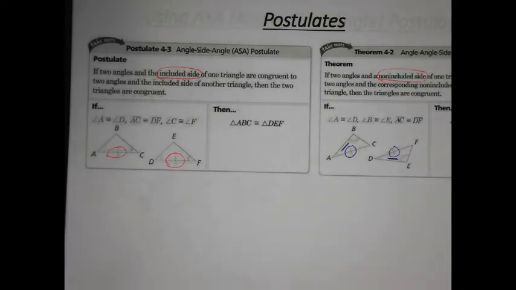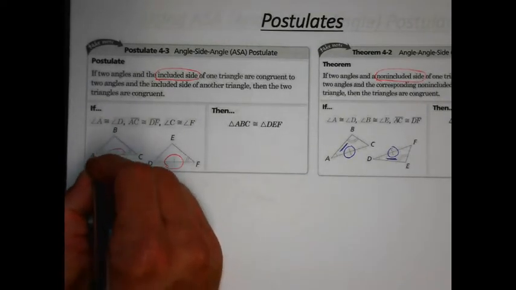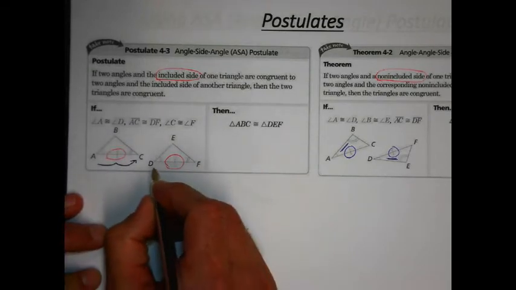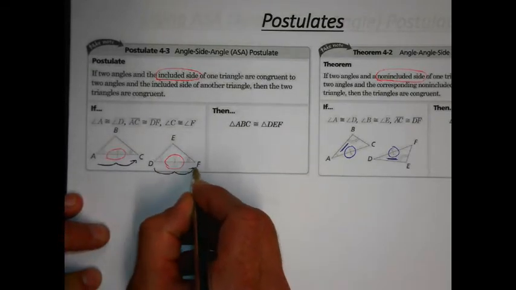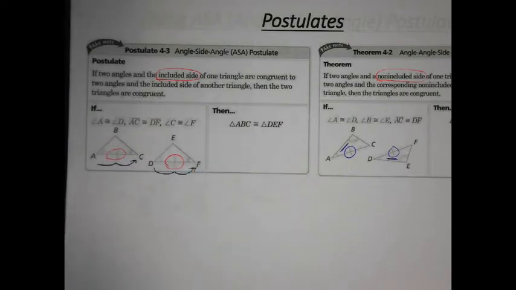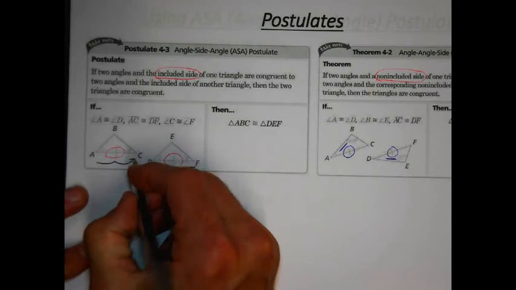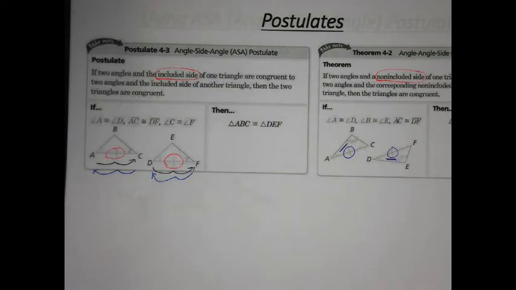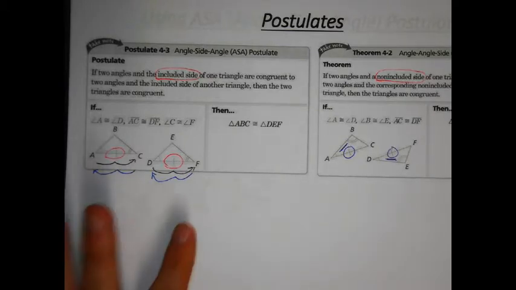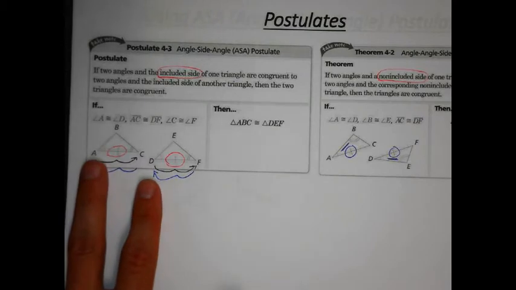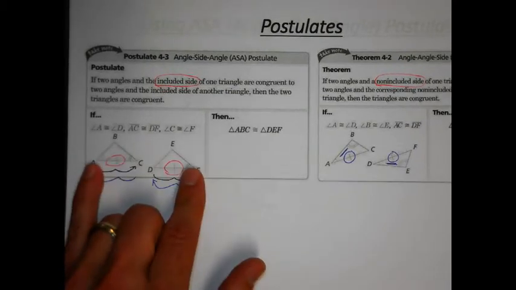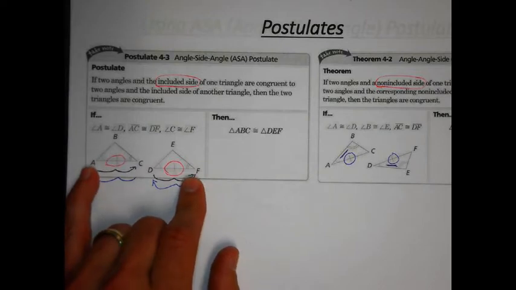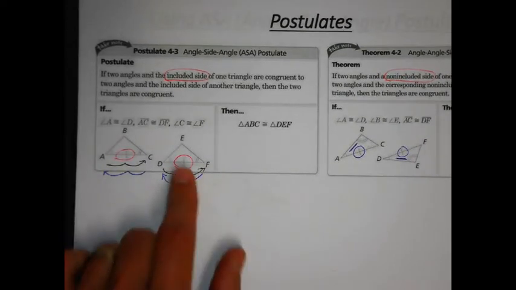We read this as angle, side, angle, or we can read it the other way, angle, side, angle. Either way, as long as we're reading in the corresponding direction, we're good. So if two triangles have two corresponding congruent angles and the included side congruent, then those triangles must be congruent.